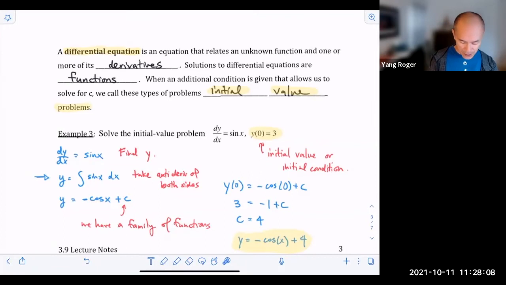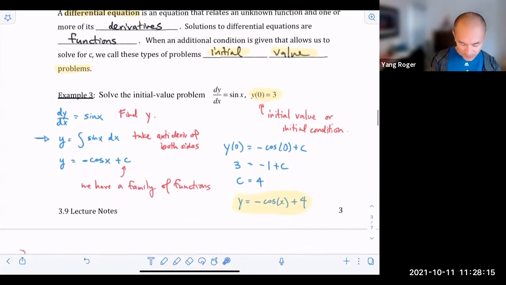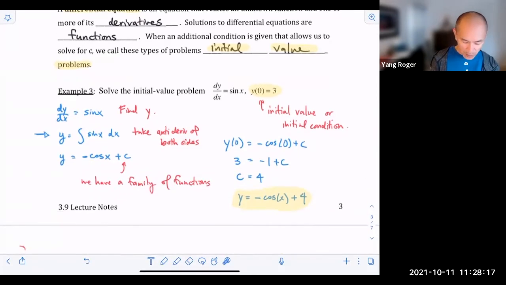So in my example 3 here, I found the general antiderivative, and then I use the initial condition to solve for what c is. So I plug a 0 in for x on both sides. I know that the initial condition was equal to 3. I know that cosine of 0 is equal to 1. So we're going to get -1 plus c is equal to 3. So you could isolate the c and add 1 to both sides. And then this is the actual solution to this initial value problem. Okay.